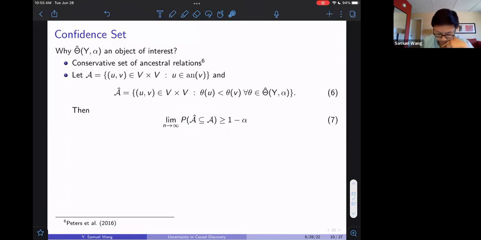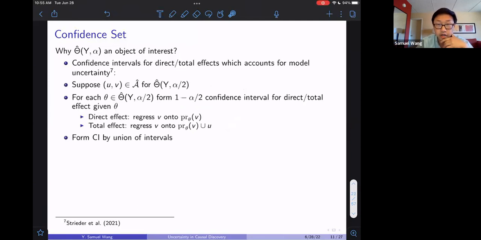And then finally, I want to point out that this confidence set can also be used to get confidence intervals for causal effects of U on V, which account for model uncertainty. We're still using this conservative set of ancestral relations. Suppose I estimate theta hat with confidence level alpha over 2, and I have some pair UV which is contained in A hat.